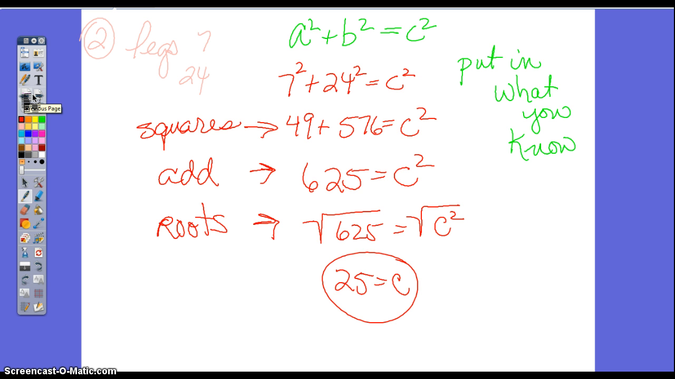Who can explain to me why we do that last step? Why didn't we just leave it, 625 equals c squared? Why do I have to find the square root? How do you know that? What is it saying 625 equals? That's a hint. It's saying that 625 equals c squared. So by looking at that, how would you know that you have to find the square root? What are you looking for? c. Very good. We're not looking for c squared, we're looking for c. You got it? Any more questions? Anybody not finished?